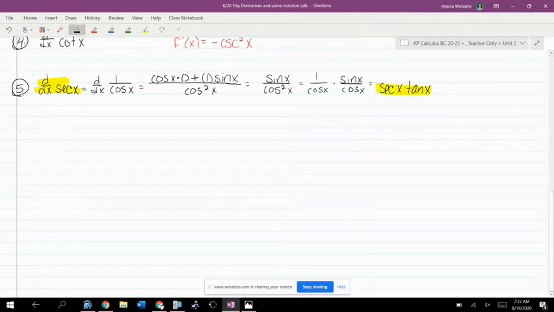Okay, so last trig function would be cosecant. I'll count to 5. Can you guess? That's right. You're so smart. It says negative cosecant cotangent. So cosecant and cotangent belong together.